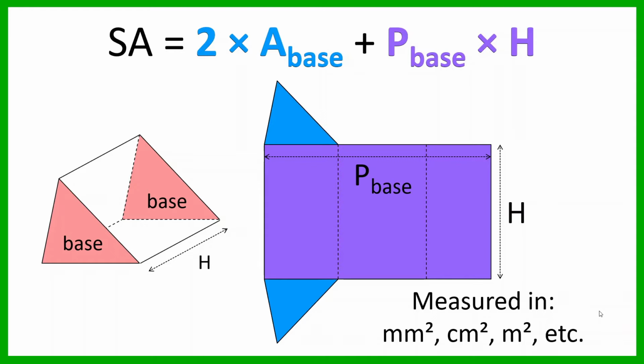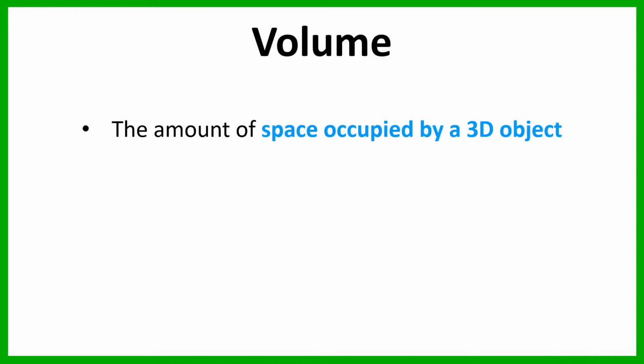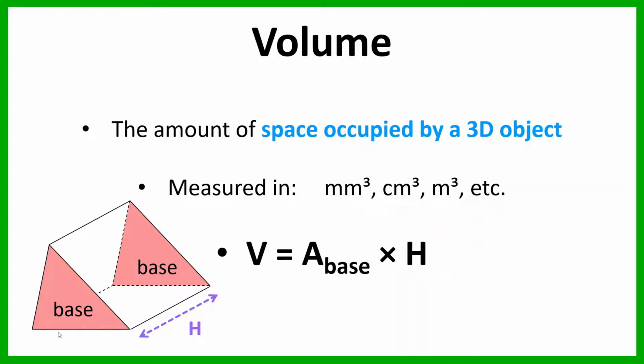Okay, now let's go on to the volume of prisms. The volume of a prism is the amount of space that is occupied by the 3D object. It is measured in millimeters cubed, centimeters cubed, meters cubed, etc. And we use the formula volume equals area of base times height, where again the base is the base shape of the prism, which is the shape that's the same on the two ends.